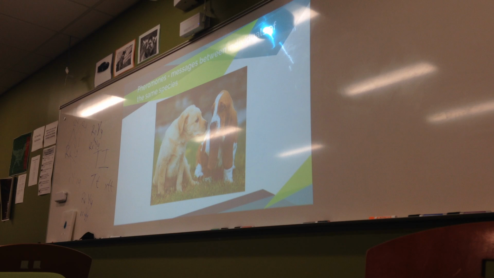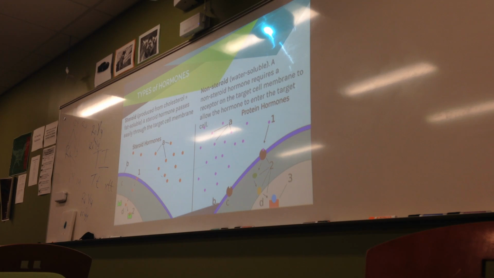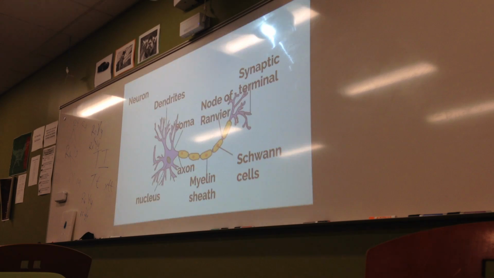Pheromones are messages between individuals of the same species. Signaling pathways still work for these, but pheromones are important. FSH is an important one to think about, follicle-stimulating hormone. We regulate the female menstrual cycle in response to different hormones. We have steroid hormones produced from cholesterol. These are fats. Steroids can go through the cell membrane. Non-steroid hormones need a receptor, so these can be protein hormones.